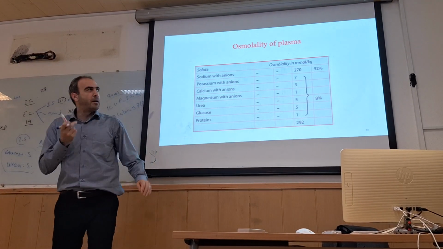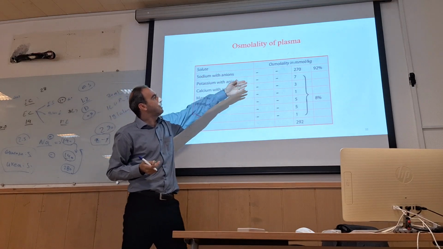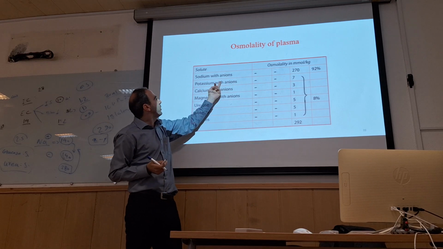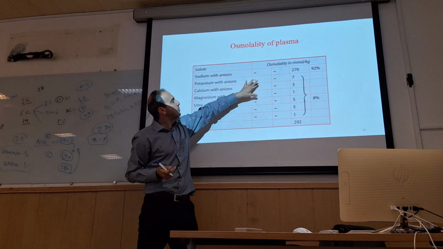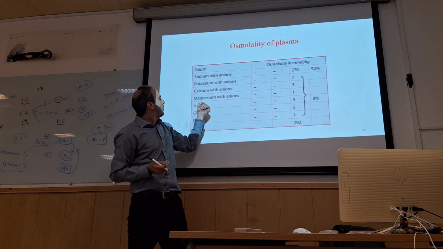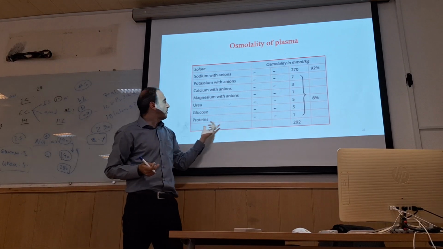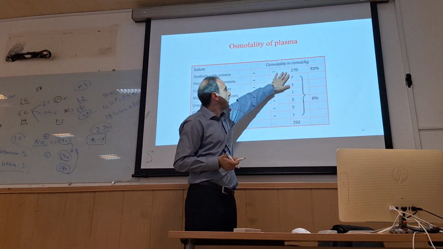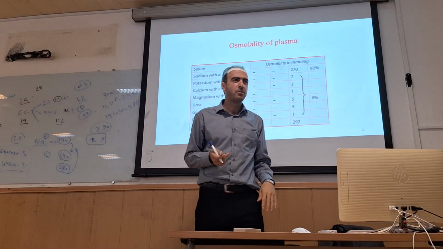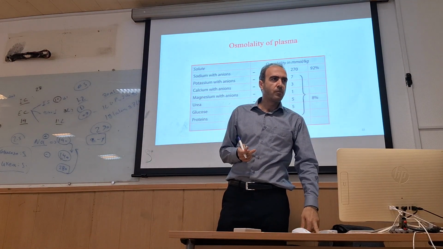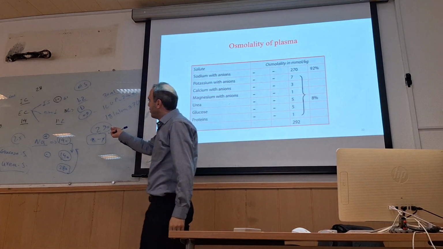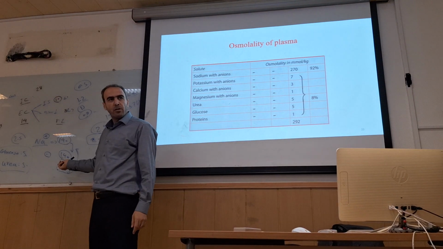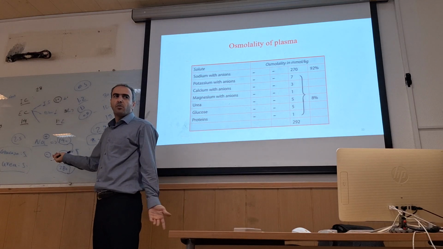Again, from another reference, sodium with its anion accounts for 270, potassium, calcium, and magnesium all together for 10, urea and glucose 5 and 5, and finally it equals 290. It doesn't matter, you can calculate 280. Should we memorize these figures exactly? No. I told you, you should memorize 290, and that sodium is important with 140. Just that, glucose and urea 5.